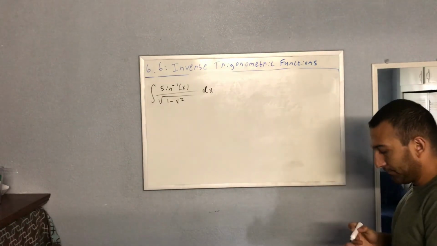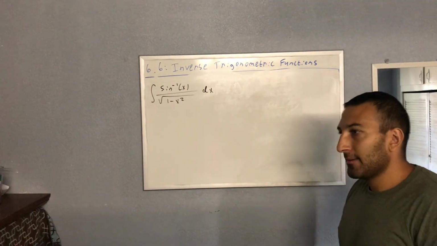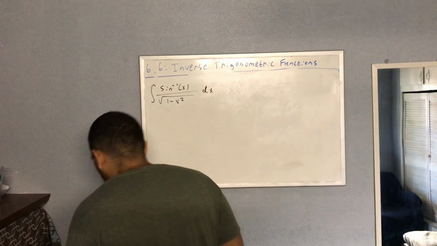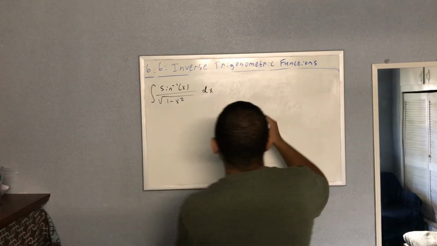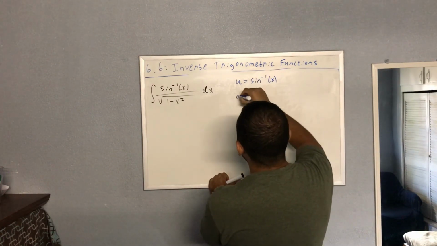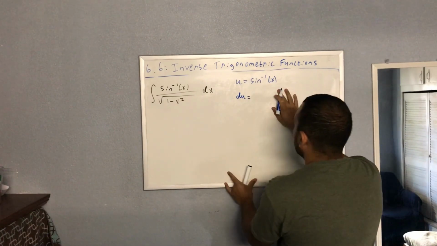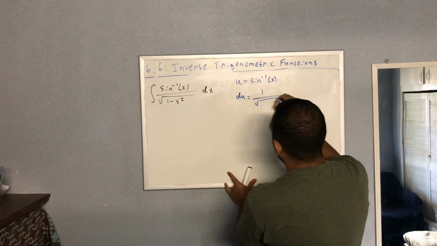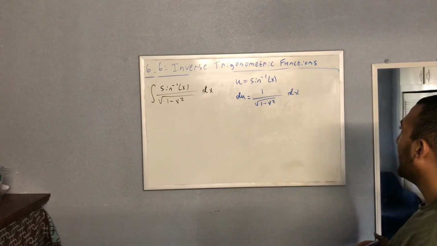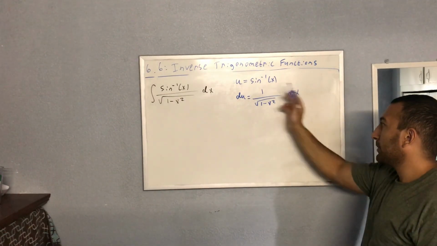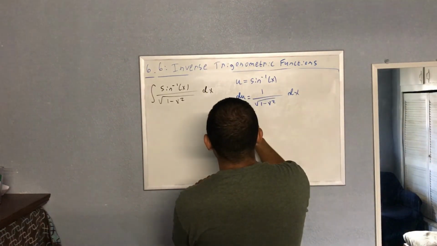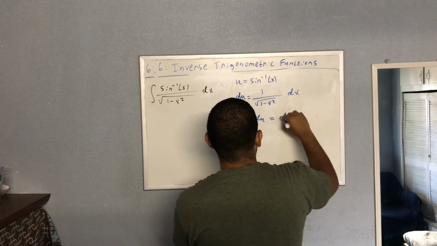Okay. And if you sit here and stare at this for long enough, you can see that u substitution might be helpful. So what we do is we're going to let u be sine inverse x. Then du is the derivative of this, which is this guy, times dx. And now, if we want to isolate dx, we would just multiply both sides by the square root of 1 minus x squared. So we get root 1 minus x squared, du is actually dx.